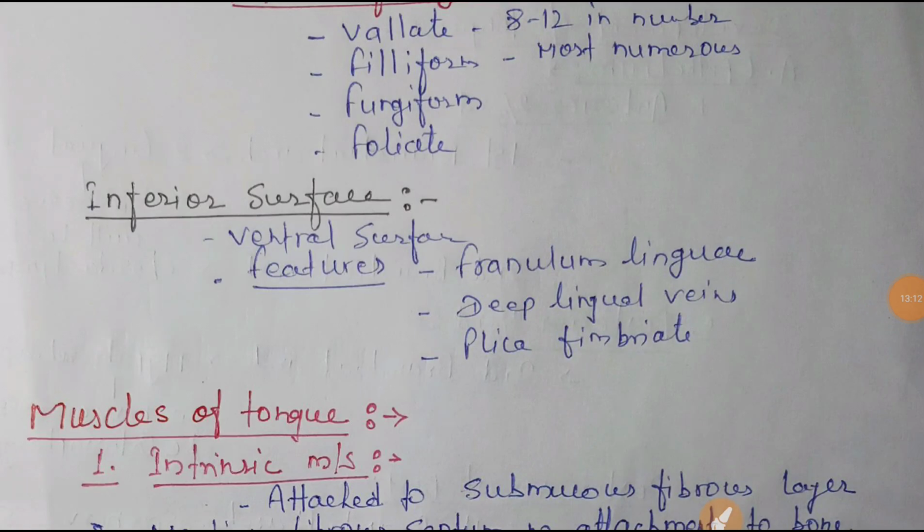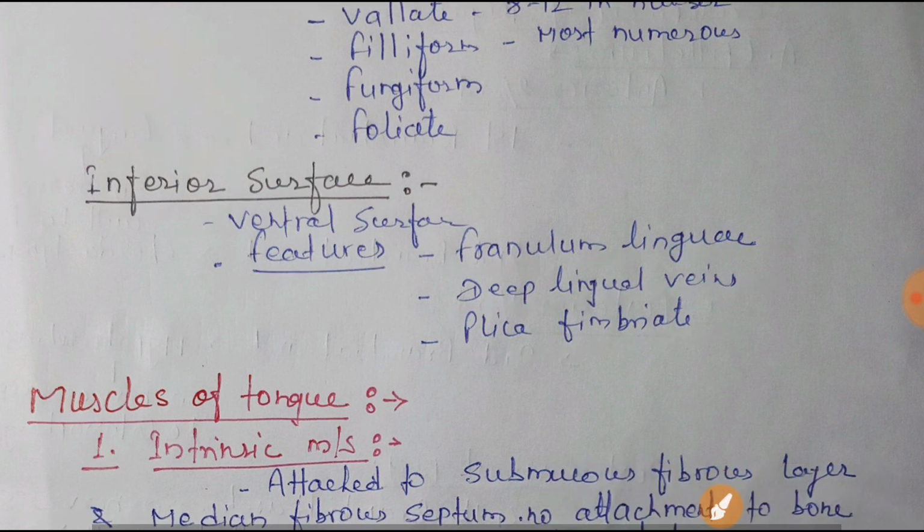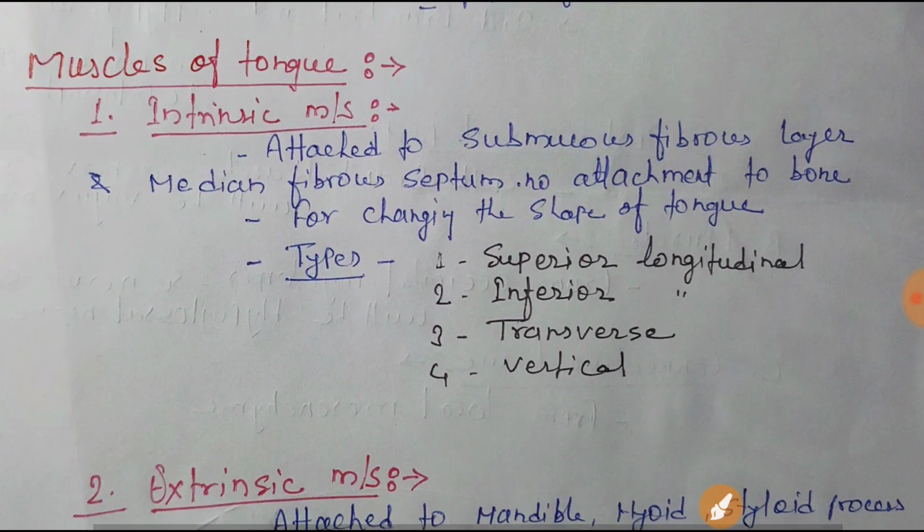Already told in the picture of the tongue, the inferior surface, also known as the ventral surface, features the frenulum linguale, deep lingual vein, and the plica fimbriata. Next, the muscles of the tongue. The muscles of the tongue are divided into two groups: intrinsic muscles and extrinsic muscles.